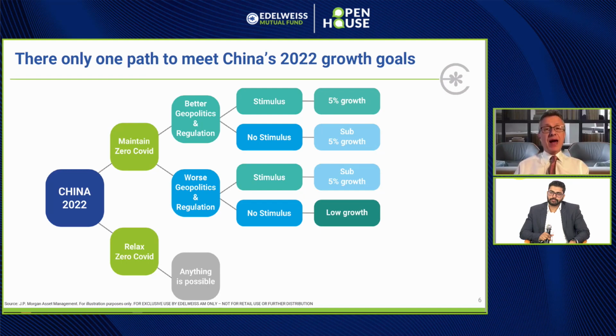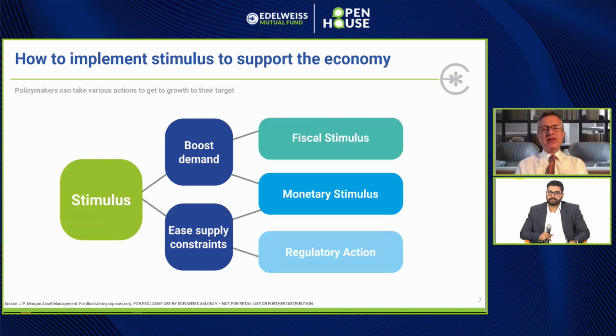So we don't have a huge amount of certainty over the path of COVID. We do know that the government wants a 5% growth rate, and so we can be pretty clear about what it takes to get from A to Z. And that's on the next chart, please. So what the government needs to do is to push on two things to stimulate. The first is to boost demand, and the second is to ease supply constraints. And if you put those things together, then the economy will be stronger as a result.